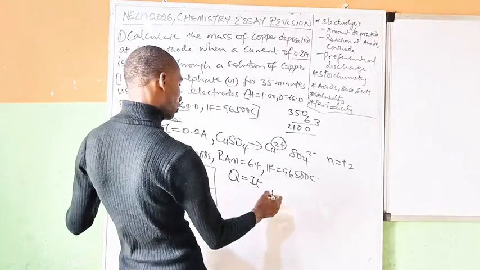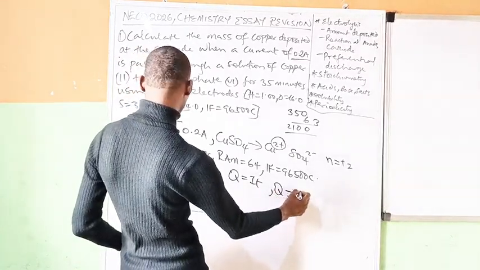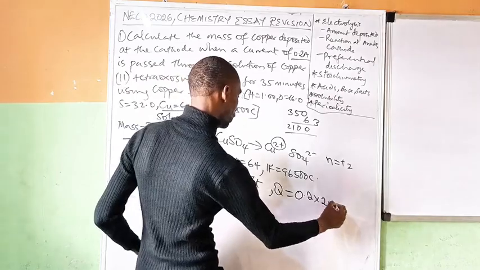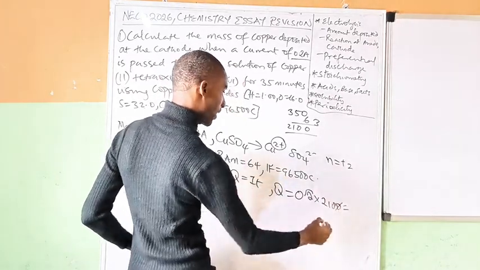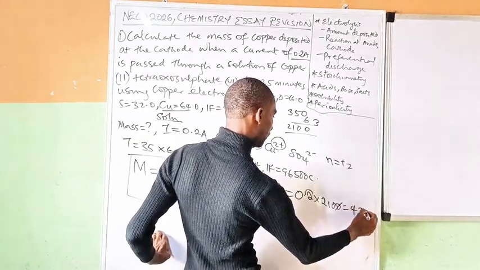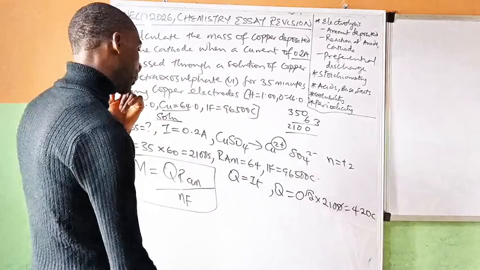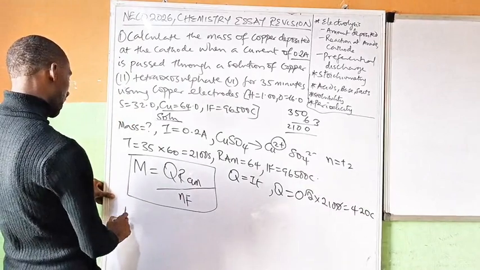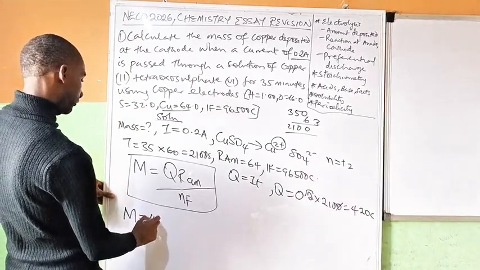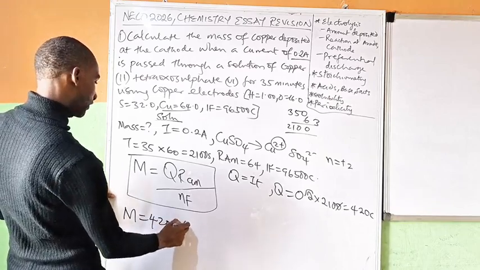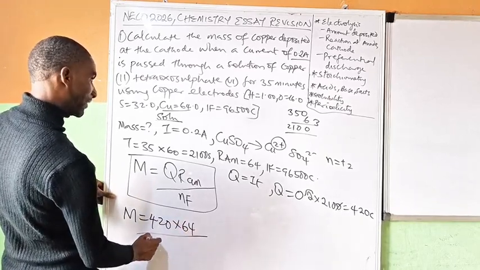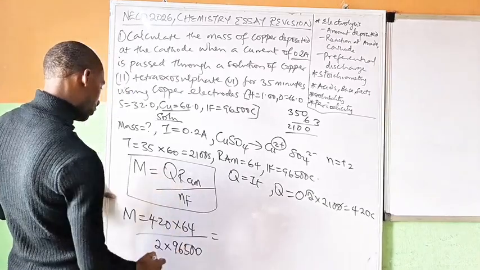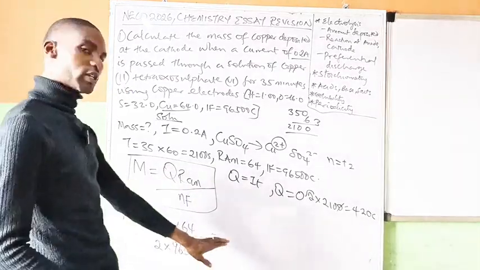So let's try that. Our Q is going to be what? Current is 0.2 amperes times time. The time is 2100, so we cancel this by 1, and I'm going to have 420 coulombs. The quantity of electricity is 420 coulombs. So let's slot in the values. Our M is going to be Q, which is 420, multiplied by the RAM, which is 64, divided by N, which is 2, multiplied by 96,500.